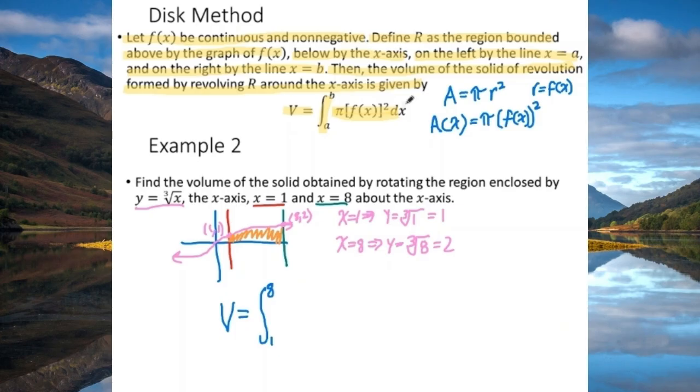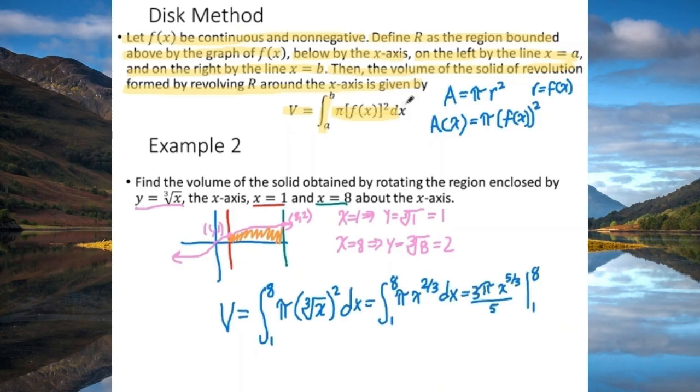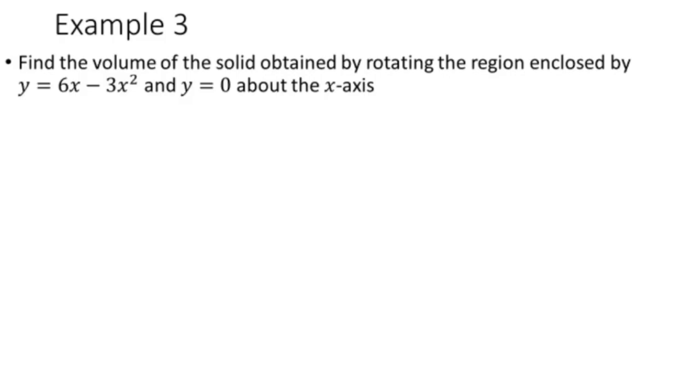As for our integrand, according to our disk method formula, it's going to be pi times our function squared. So our integrand would be pi times the cube root of x, squared, which is the same as pi x to the 2/3. Now we can find our antiderivative, which would be 3 pi x to the 5/3 all over 5, plug in our bounds, and subtract, and we get that the volume of the solid will be 93 pi over 5.